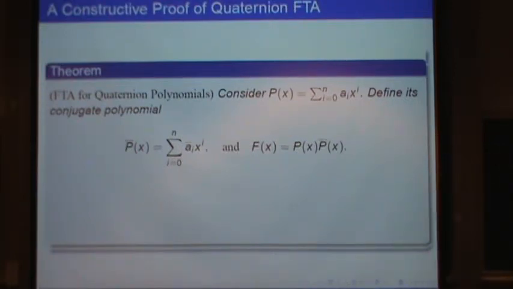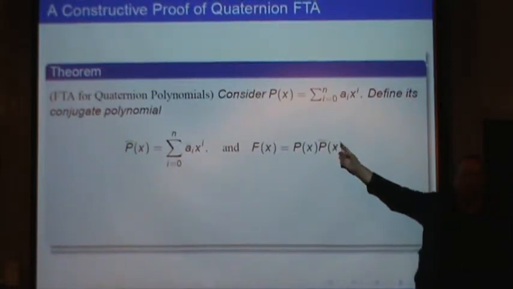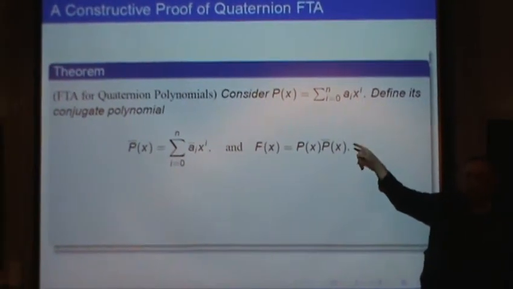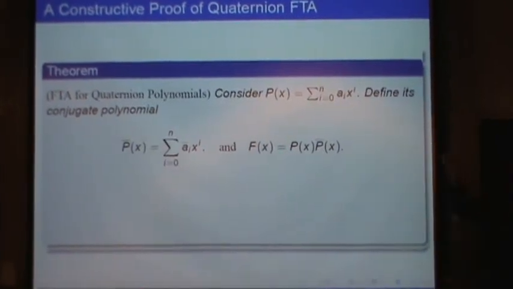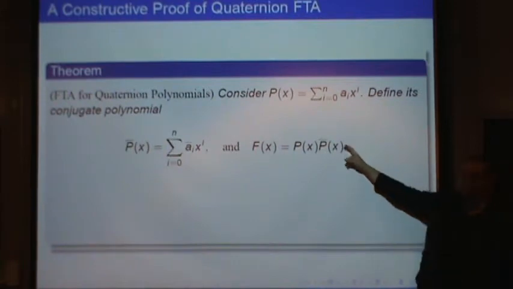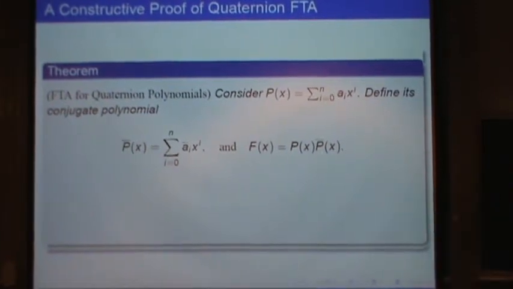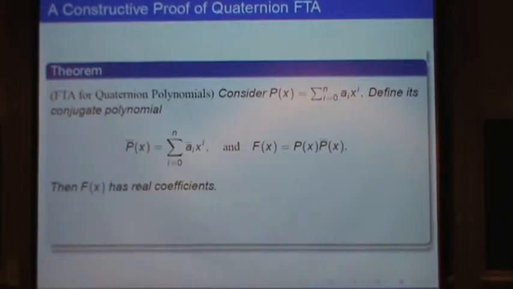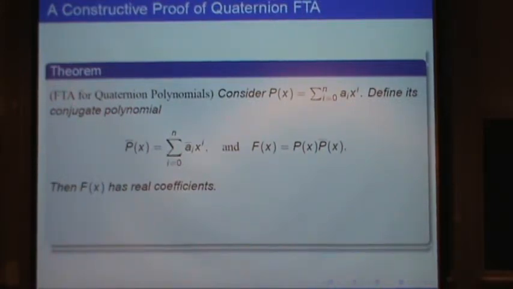If you look at Niven's paper proving the fundamental theorem of algebra, he takes a similar function, but he takes P bar of x times P of x. And that makes it more difficult to see the proof of the fundamental theorem of algebra, in my opinion. But it happens to be the same as this function. So this is like taking a polynomial and multiplying by its conjugate in the complex case. Then f of x has real coefficients.